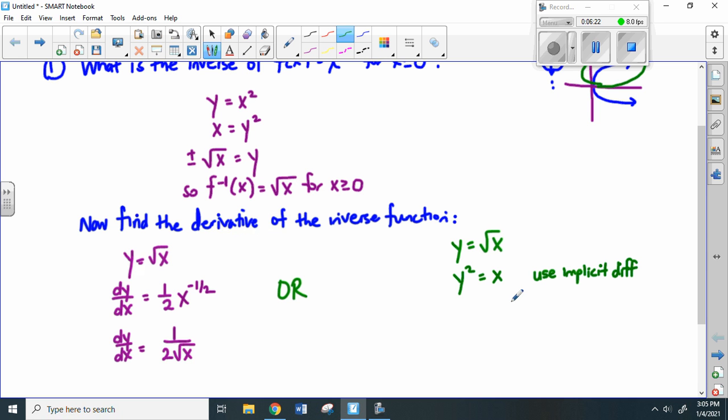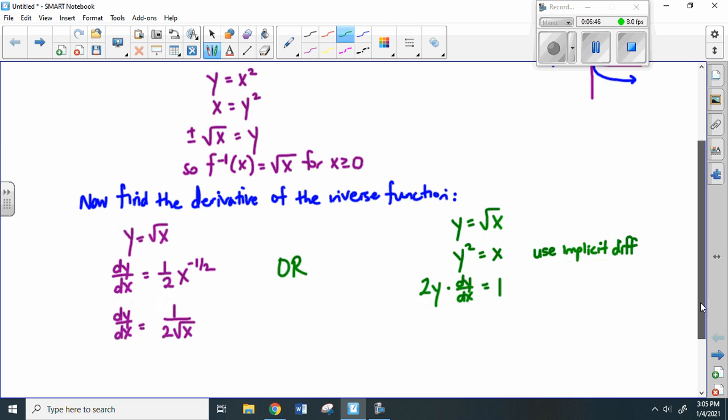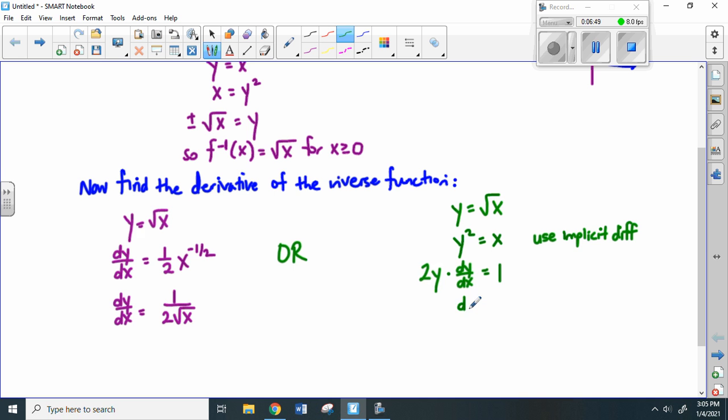Okay, I want us to use implicit differentiation. So remember, that means we're finding dy over dx, but we might have to do some work to get there. All right, so I'm going to take the derivative of y squared, but I'm taking it with respect to x, so I need to multiply by that implicit piece, dy over dx, and on the other side I get 1. And so then the derivative, when I get it by itself, is 1 over 2y.